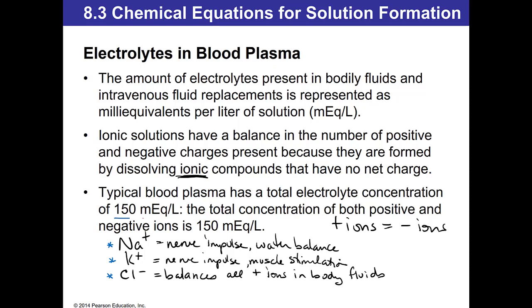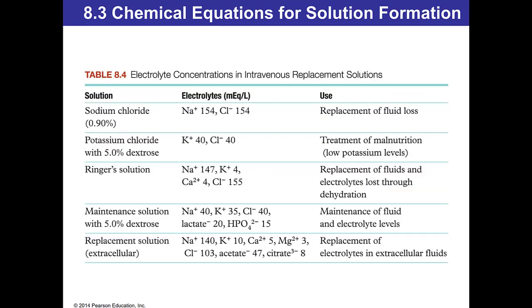But when they look at total ion concentration, they want the total number of positive ions and the total number of negative ions to balance. And under most conditions, they do. Because if you make a solution of sodium chloride, it's going to have equal amounts of sodium and chloride ions and equal amounts of positive and negative. So when they give solutions, they look at amounts of the ions that are present.